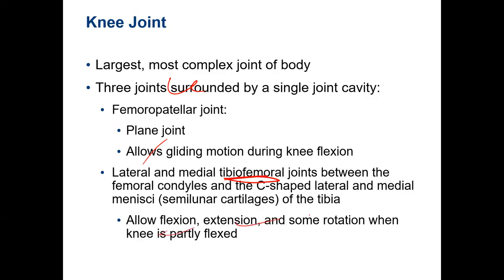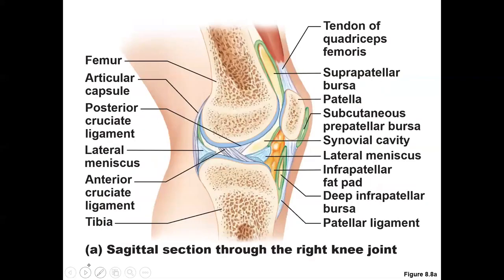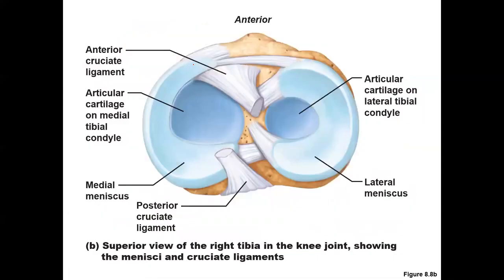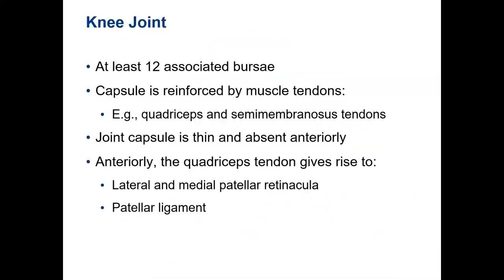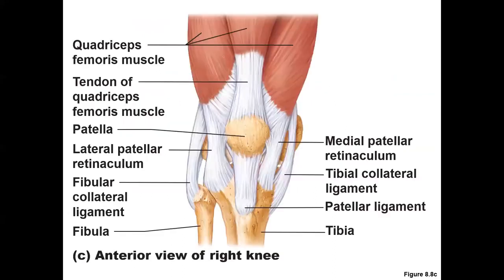Big joint, flexion, extension, some rotation. There's the femur, there's the tibia, here's the kneecap. There's a lot of structure here. Here's looking down at the tibia. You've got your cartilage here, these menisci. Here's your cruciate ligaments. There are at least 12 bursae here. And most of the stability comes from the patellar ligament and the reinforcing ligaments. And you see this flattened tendon bed, it's called a retinaculum.